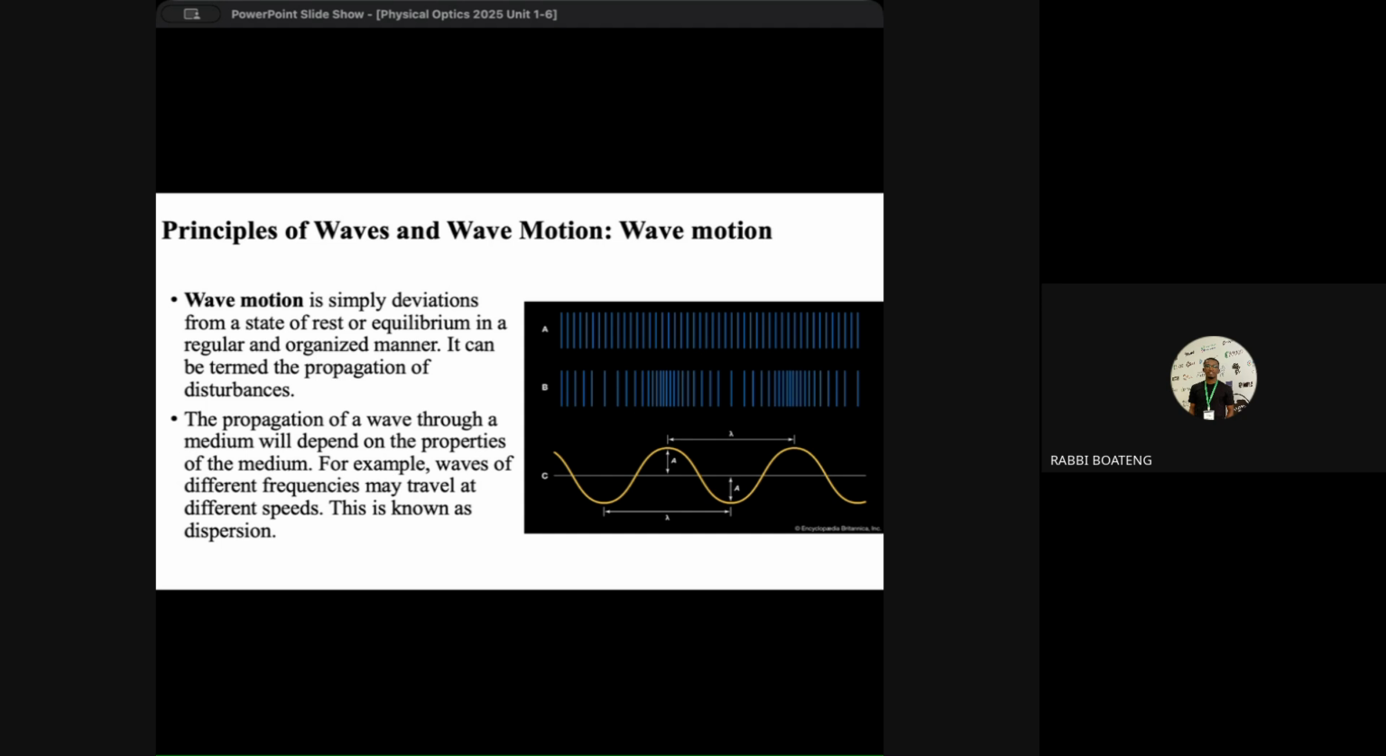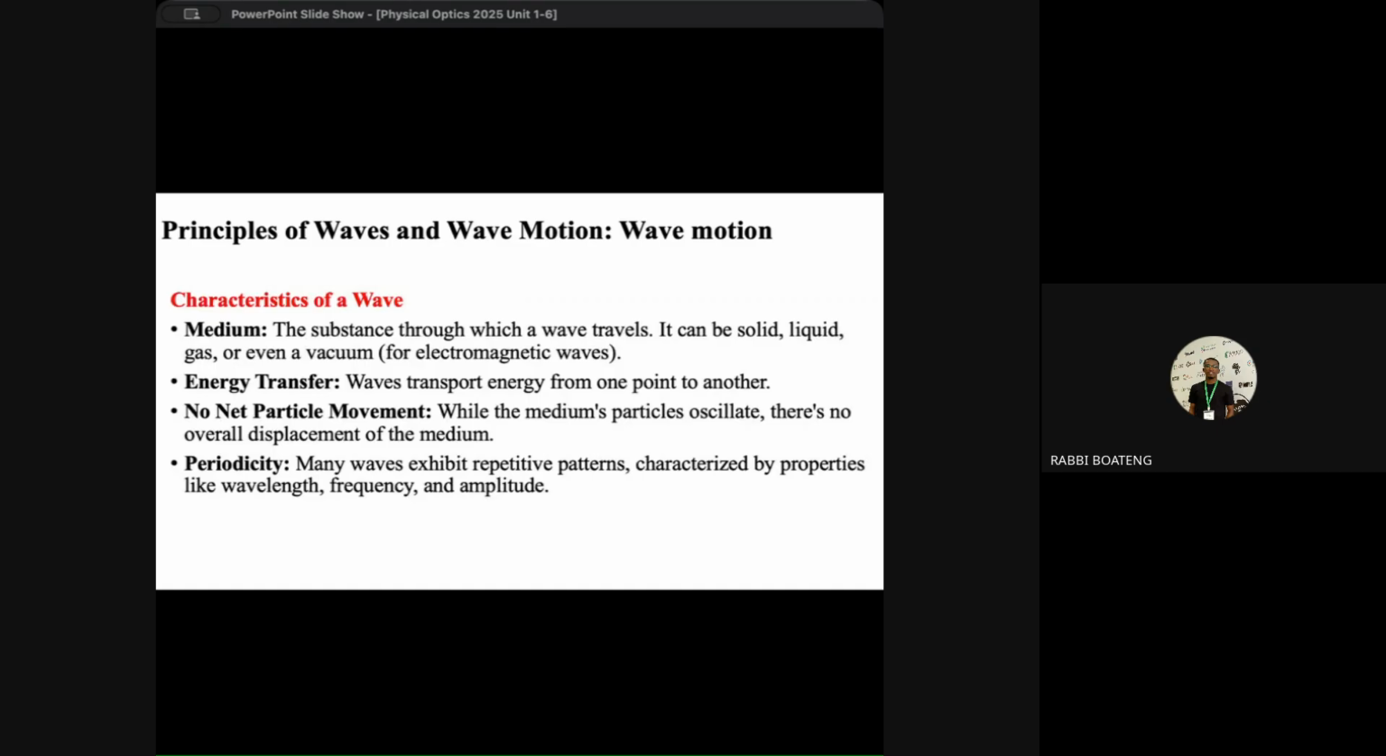Very, very important. Now, I mentioned some characteristics of waves. The first thing we can talk about is the medium. You can talk about the energy transfer. We can talk about the particle movement. We can talk about the periodicity of it. If we have these characteristics, we can also define the wave.